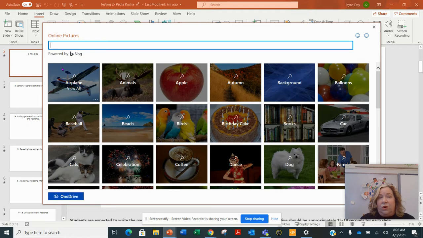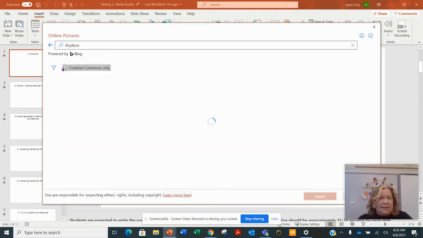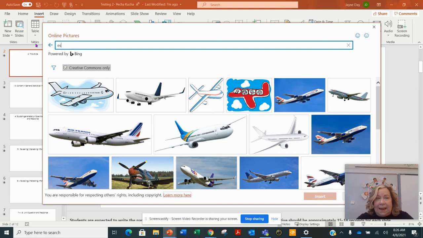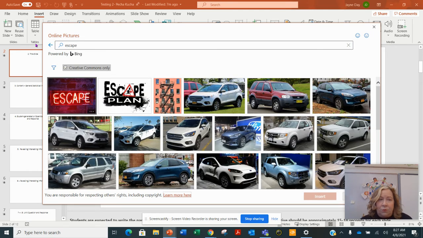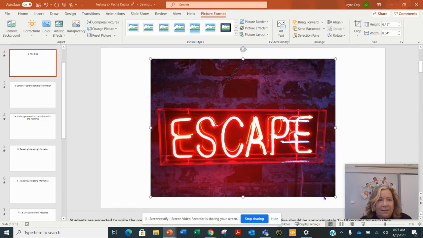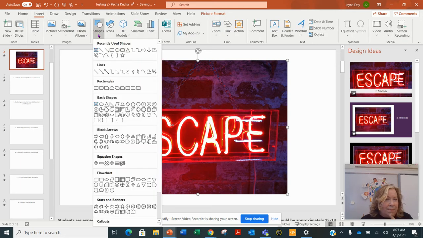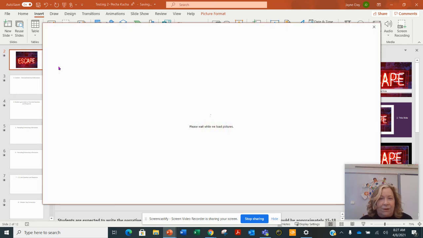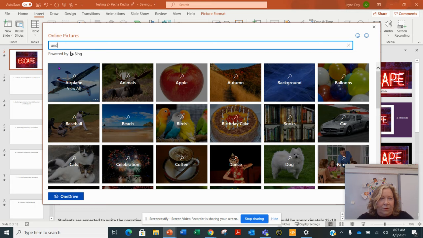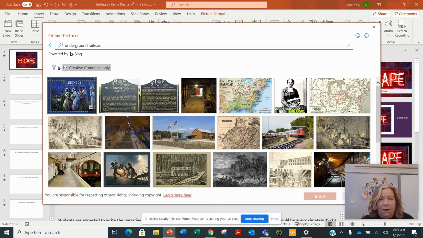Well, one of the words that showed up there was, let's go with escape and see what comes up. Ooh, I like this one. So I'm just going to grab that and I'm going to insert that image on my slide. I'm not going to resize anything. Watch this. What other word did I have in there? Well, I had Underground Railroad, but let's see maybe what images come up when I select Underground Railroad. Let's see what happens there. Underground Railroad. Oh, this is kind of neat.